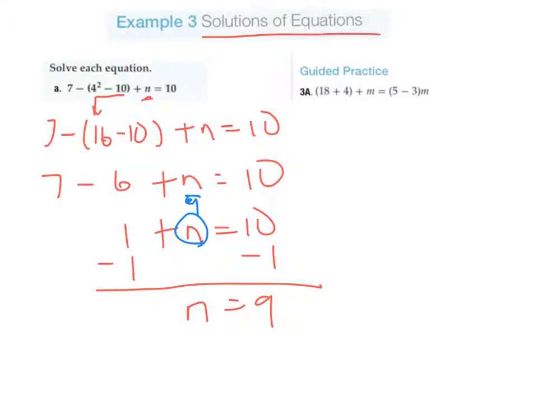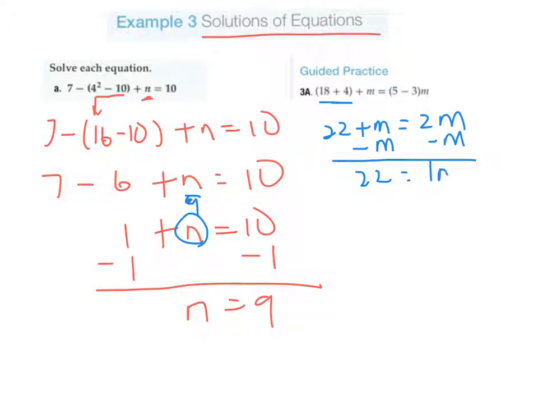So let's look at this next one. If I do the parentheses first, I get 22 plus m, 2m. Now, in this case, I have an addition sign. In this case, I have a multiplication sign because parentheses is multiplication. So now what I want to do is I'm going to move this m to the other side. It's a positive, so I make it negative. By doing that, I get 22 equals 1m. And since 1 is like not having a number, we get m equals 22.